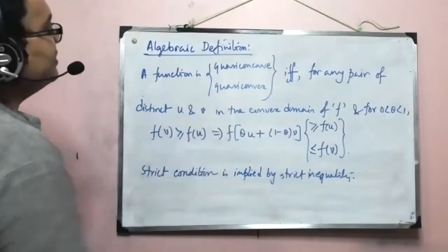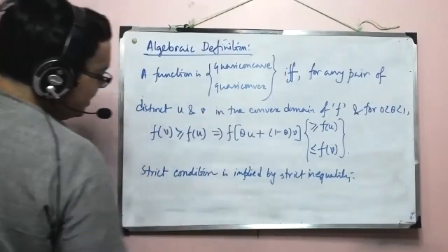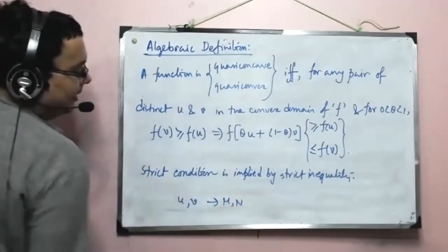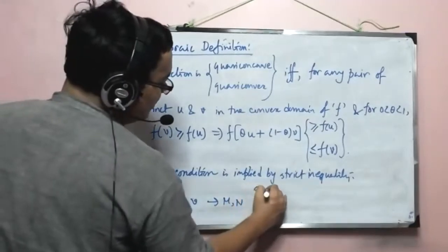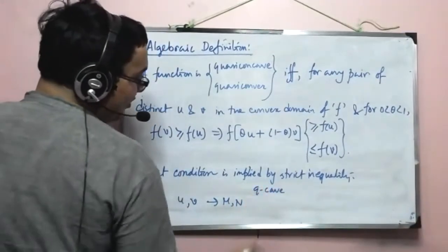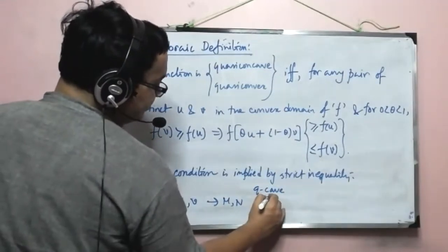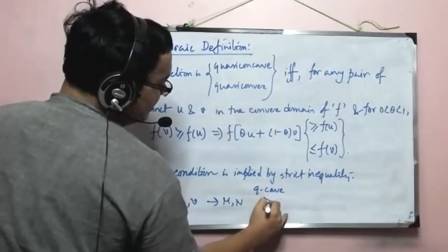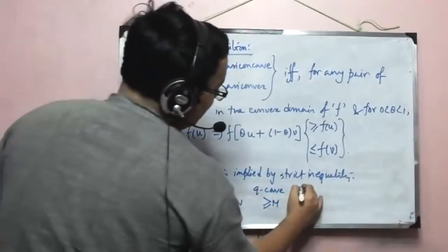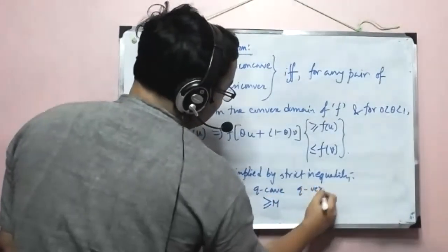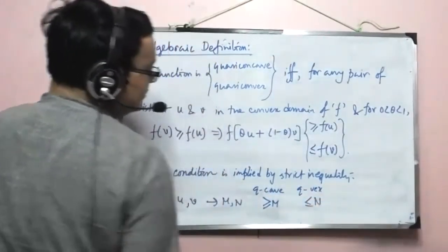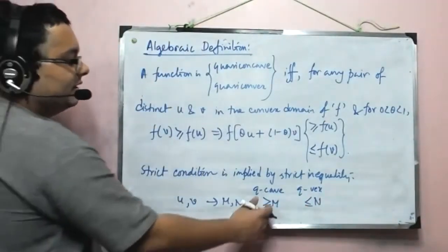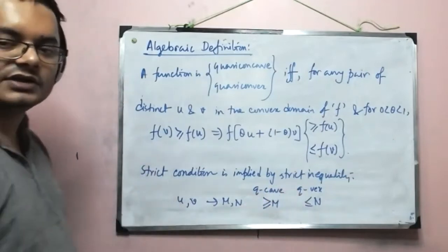Let's tally it with the geometric idea. In the geometric idea, we said that there will be u and v, and we have drawn m and n with respect to them. For quasi-concave, let's say Q-cave, points will be higher than or equal to m. And for quasi-convex, let's say Q-vex, it is lower than or equal to n. And if both sides are satisfied, we saw how that looks, right? And if we remove the equalities, then we get the strict conditions.